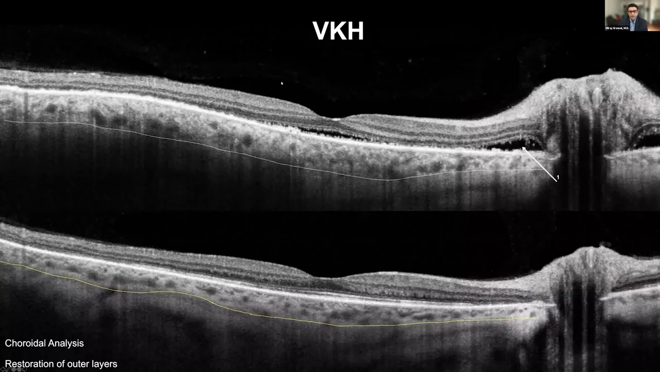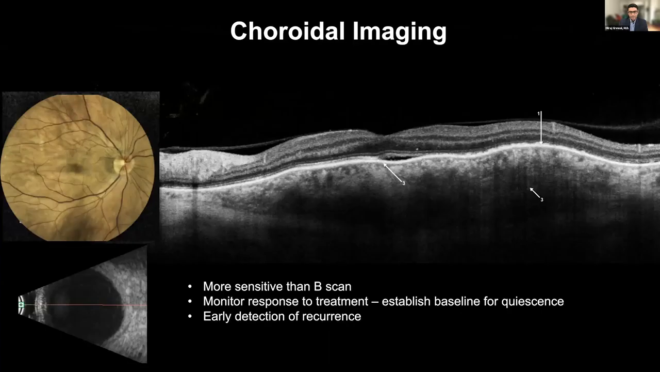An area where I find the high resolution OCT to be particularly valuable is in imaging the choroid. So in cases, for example, with VKH, you can see that in the active stages, there is presence of subretinal fluid. There are irregularities in the outer retinal layers and thickening of the choroid and increased vascularity. And with treatment and initiation of immunosuppressive medications, there is resolution of the subretinal fluid, restoration of the outer anatomy, and a reduction in the choroidal thickness and vascularity.